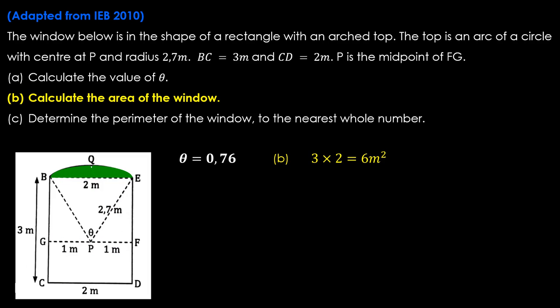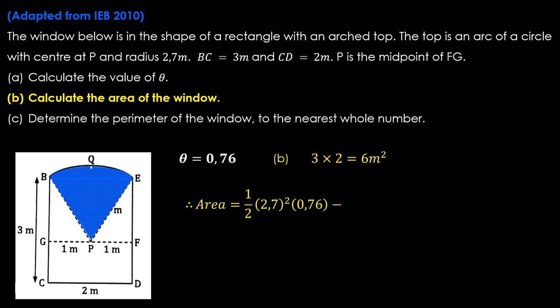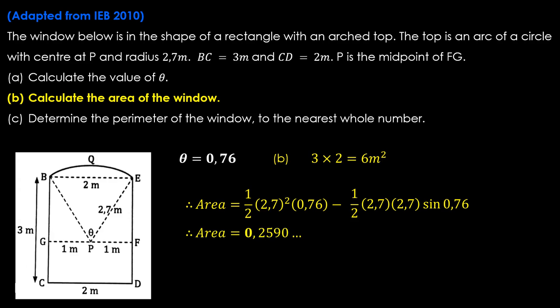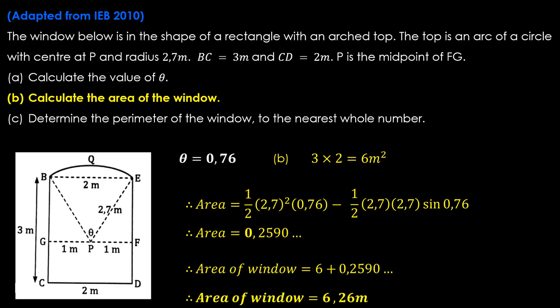Now to calculate the area of the little piece at the top, it's quite similar to the previous question, where we have a full sector minus a triangle. All right, so we've got the full sector on the top minus the triangle at the bottom, which means the area of that little piece at the top is 0,2590. So if I want the area of the full window, we're just going to add the rectangle with a little shaded piece at the top, and we end up with 6,26 meters squared, rounded off to 2 decimal places.